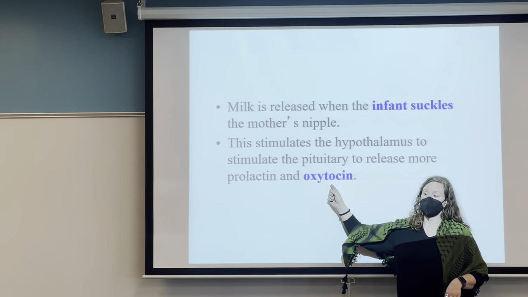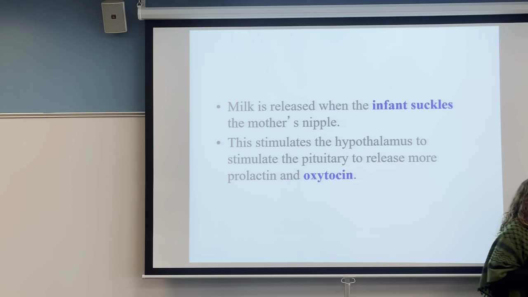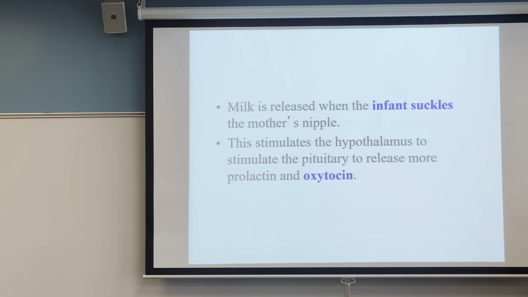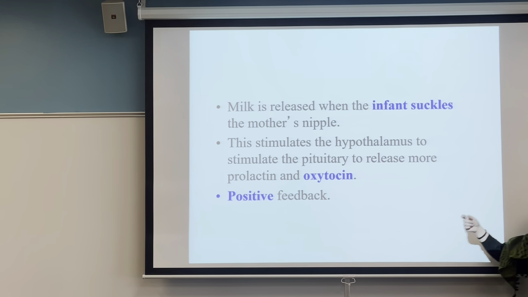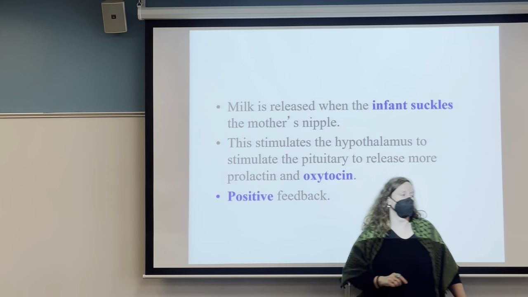Also, the pituitary gland is going to release oxytocin. So prolactin is for milk production. Oxytocin is for milk ejection. It causes muscular bands around the milk ducts to squeeze and push the milk out. Still, this is a positive feedback loop. As long as the infant is suckling the nipple, milk production and milk ejection will continue to happen.